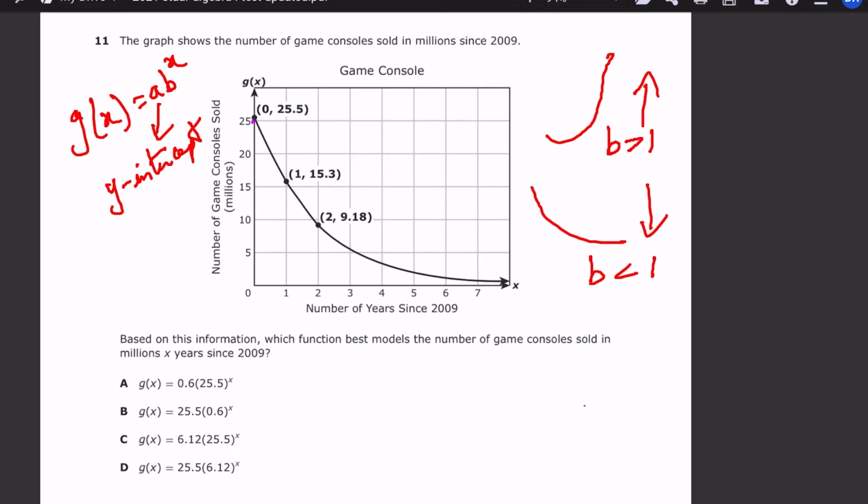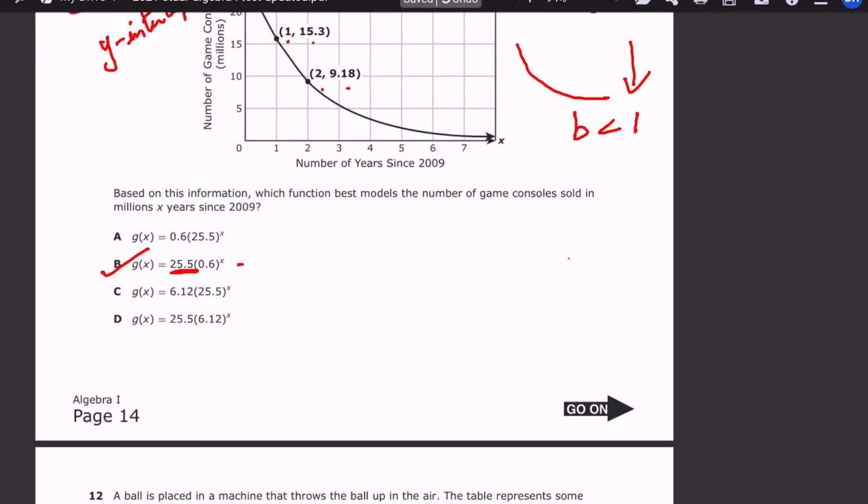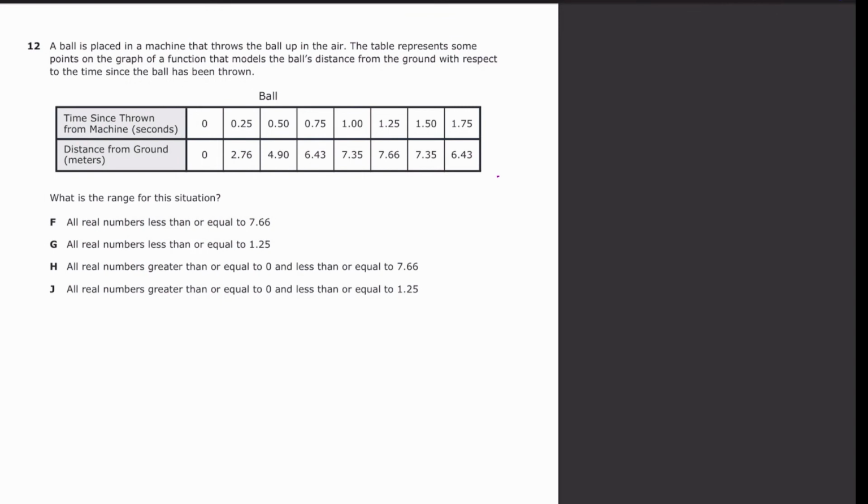So here always it's greater, only in B it is less than 1. And you can see what the y-intercept is also. Here it is 25.5, the point is over here. So therefore B is the right answer. You can substitute those values also, using your calculator you can substitute here 0.6 to the power of 1, because x is 1, you must get 15.3 multiplied into that. Then if you substitute 2, you'll get 9.18. So in that way you can check your answer. The answer is B. Now going to the 12th one.